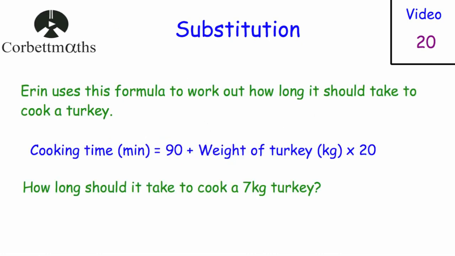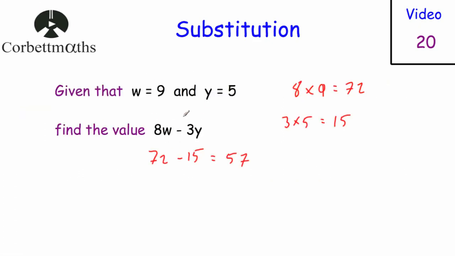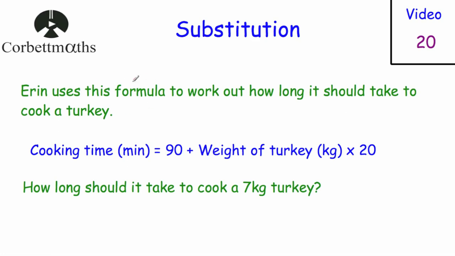Okay, our next question. Now, with substitution, sometimes it's just substituting the values into an algebraic expression, such as this. Sometimes we've got a formula which involves words, and we've got to substitute values into that. So here we've got Erin uses this formula to work out how long it should take to cook a turkey. Now, I've just made this up, so please don't be cooking turkeys using this formula. So we've got the cooking time in minutes is equal to 90 plus the weight of the turkey in kilograms times 20. And the question says, how long should it take to cook a 7-kilogram turkey?